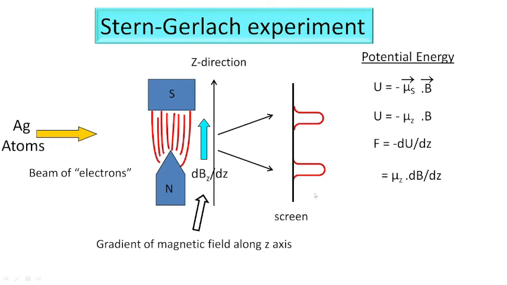If instead of S equal to 1 by 2 we have a different spin, then we get three different peaks: one non-deflected, one deflected at +1, and one deflected at -1.